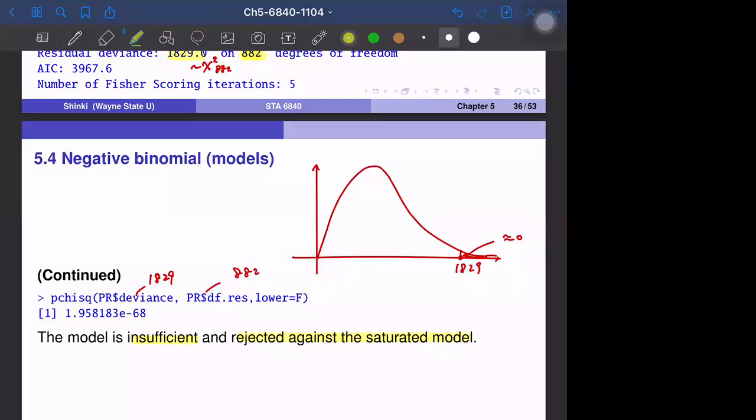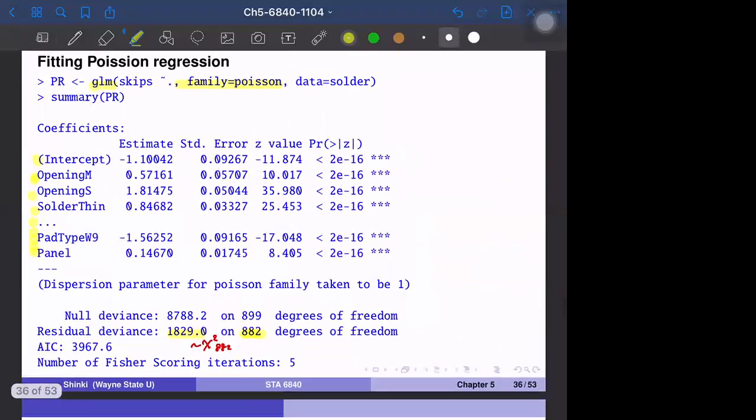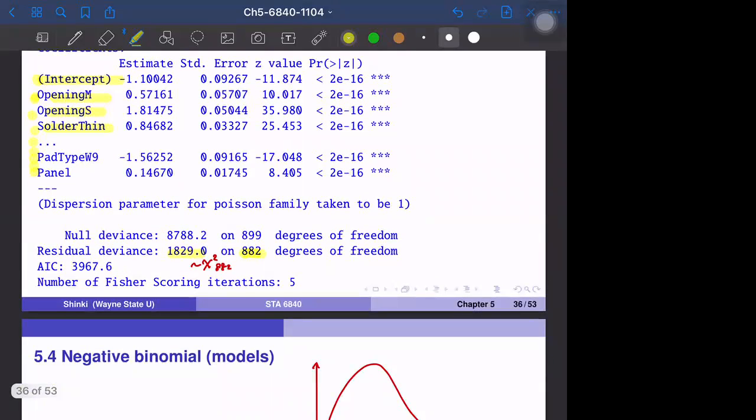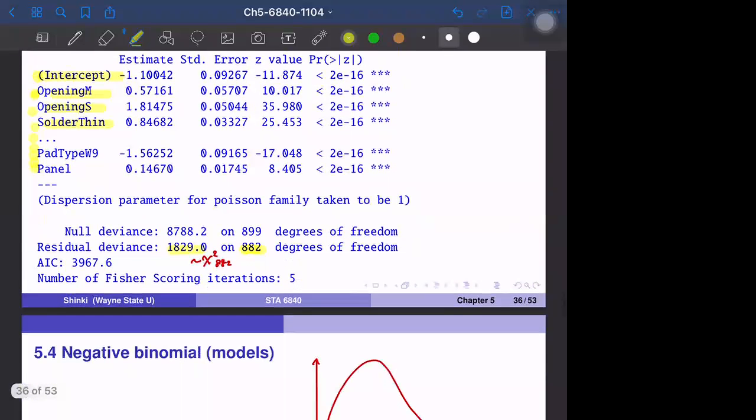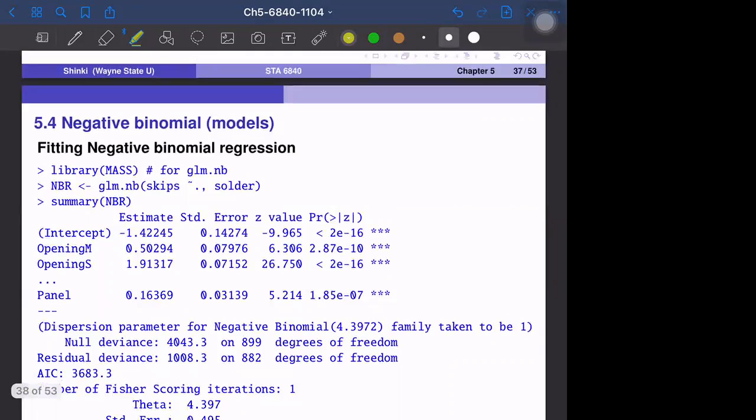The textbook has another example of fitting the skips on the square terms of these variables also, and actually the interaction terms. So we have many combinations, but it seems that it's still not sufficient to explain this response variable. So now we try the negative binomial regression.